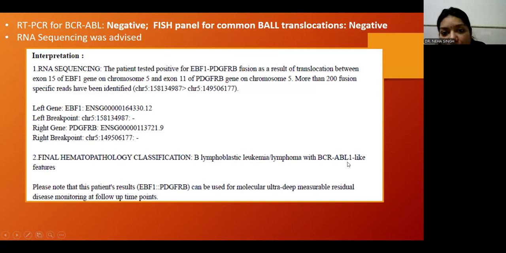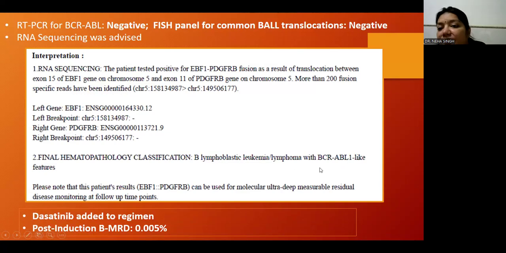Why is this important to know? Because along with the conventional protocol or whatever protocol you're following in your institution, you need to add dasatinib to the regimen. Any TKIs? In B-ALL, they prefer to add dasatinib, and because of which the post-induction MRD was 0.005%.